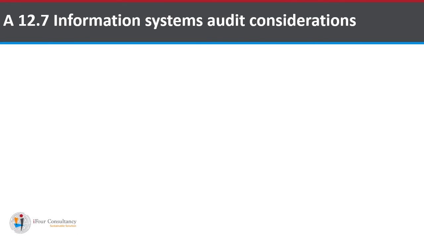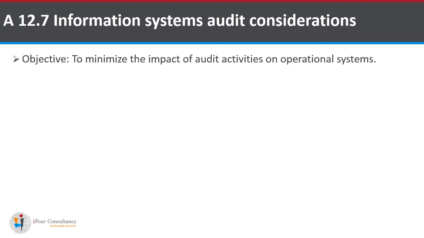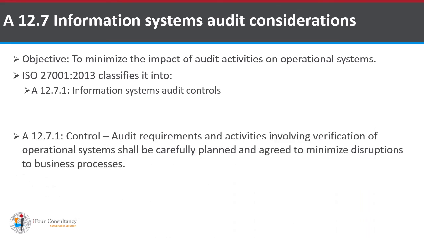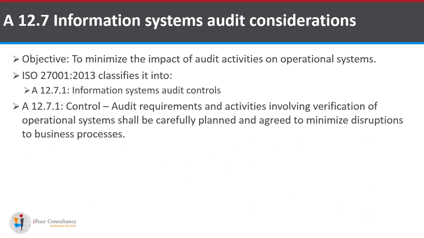A12.7, that is Information Systems Audit Considerations. The objective is to minimize the impact of audit activities on operational systems. The ISO 27001:2013 standard classifies it into A12.7.1, that is Information Systems Audit Controls. The control in the standard specifies that audit requirements and activities involving the verification of operational systems shall be carefully planned and agreed to minimize disruptions to business processes.